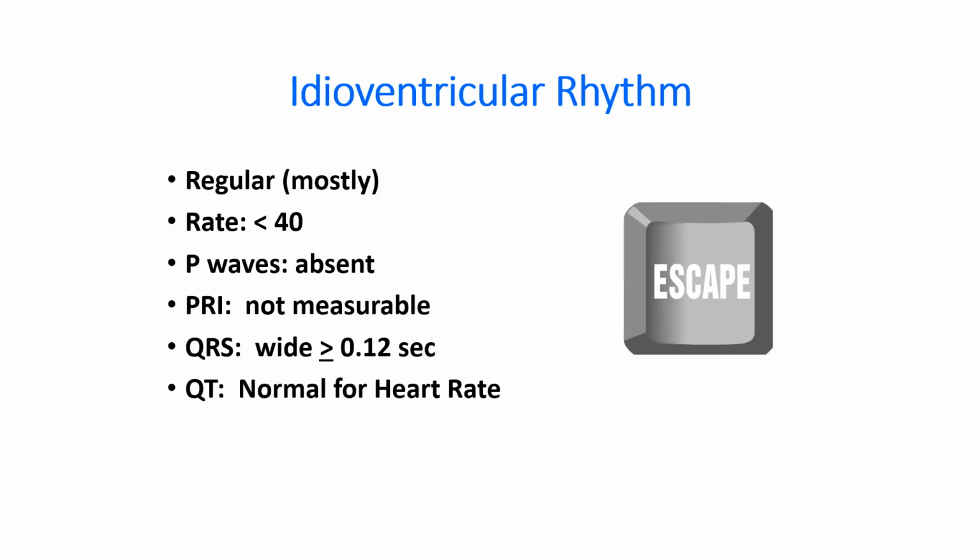So an idioventricular rhythm is basically like an idioventricular escape rhythm. You may hear that terminology. That means that your SA node has failed, your junction has failed, and now your ventricles have taken over as the primary pacemaker. It usually is regular. The rate is 40 or less. There's no P waves because it does not go back up into the atrium, so there's no PRI to measure.